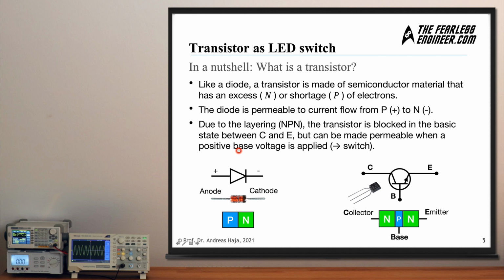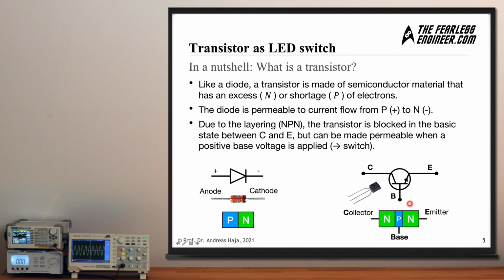And due to this layering, we have this property that if we reverse the polarity, which we can see here, plus on the right and minus on the left, this diode will block current flow in the opposite direction. This is the basic property of a diode. And with a light-emitting diode, we also have the emission of light, but in this case, it's basically only for blocking current flow in one direction.